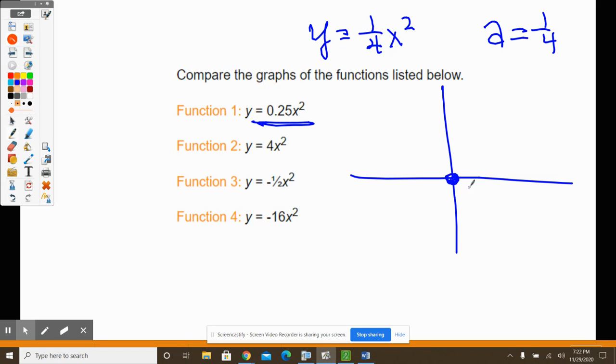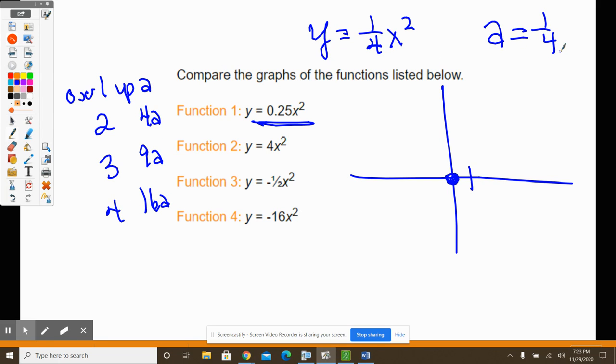So from here, I'm going to go over 1, up A, over 2, up 4A, over 3, up 9A, over 4, up 16A. And my A is 1/4. So I'm going to go over 1, up 1/4, which is not very high. Over 2, up 4 times 1/4, which is 1.